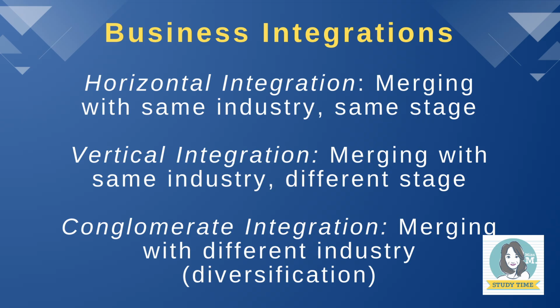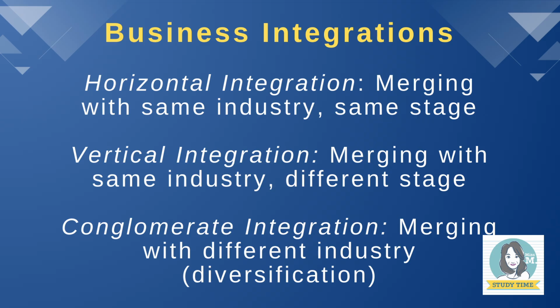Conglomerate integration takes place when one business merges with or takes over a business in a completely different industry. This is also known as diversification. For example, if a food company merges with a technology firm, that is conglomerate integration because they are in different industries.